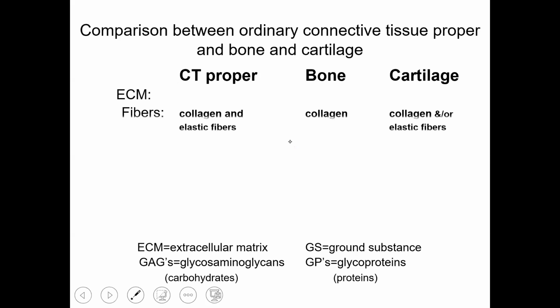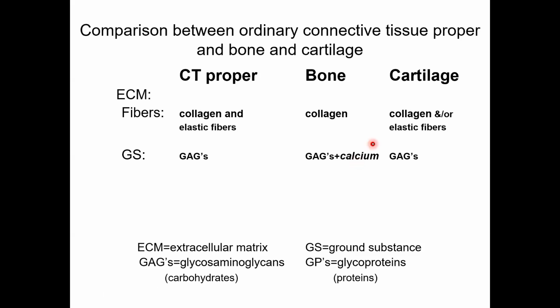Outside those cells, we have mostly collagen. Now, connective tissue proper and cartilage can have elastic fibers. The ground substance, the tissue gel, is a thing called glycosaminoglycan, which is an amino carbohydrate thing. The only difference here is that with bone, it's calcified. The glycoproteins, the proteins found outside the cell, are fibronectin, osteonectin, or chondronectin.